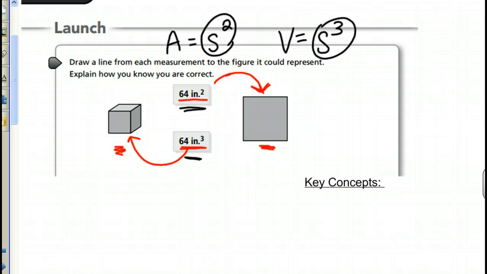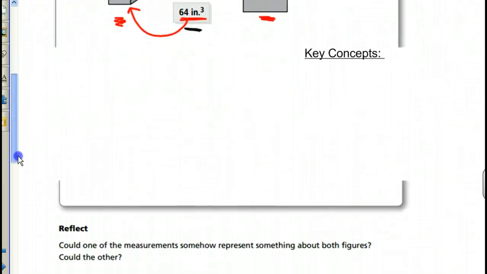So notice all of our answers: if they're for area, their answers will be squared. If they're volume, their answers will be cubed. All right, let's move on to our key concept. Again, it's just like it was with squares. We're going to define not perfect squares this time, but perfect cubes.